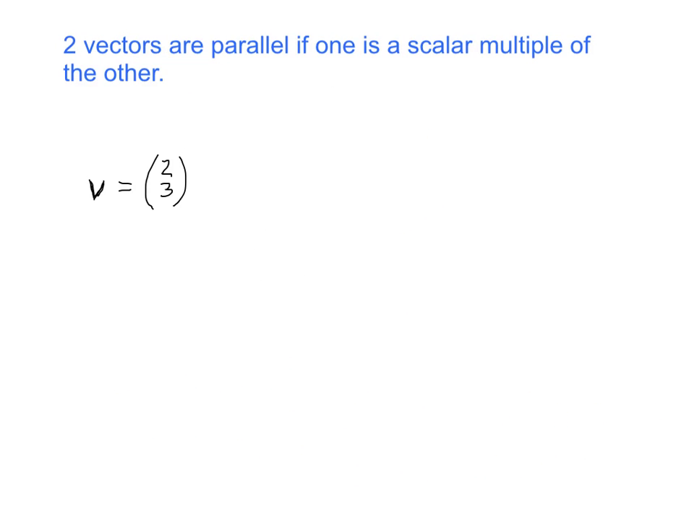Okay, and finally let's talk about parallel vectors. We say that two vectors are parallel if one is a scalar multiple of the other. Remember we talked about how a scalar is just a fixed number, a quantity that doesn't have direction. So it's just some number, and we're going to be multiplying a vector by some number. That's the idea behind a scalar multiple.